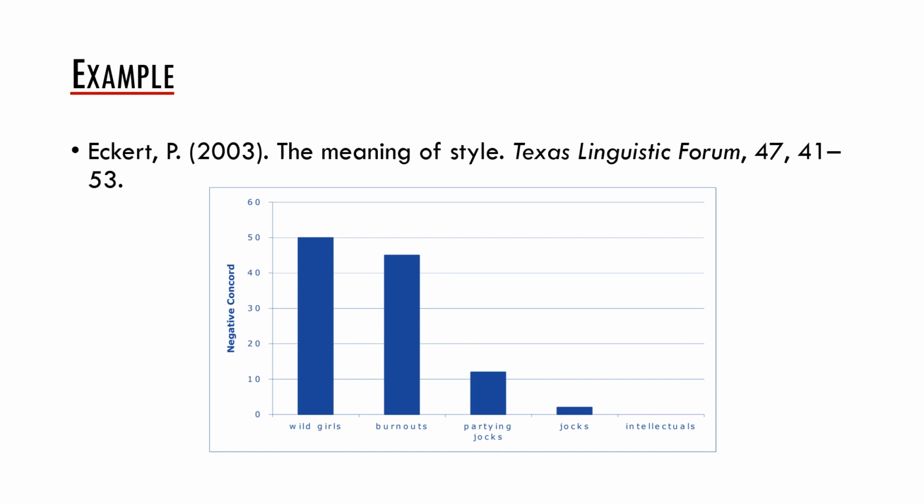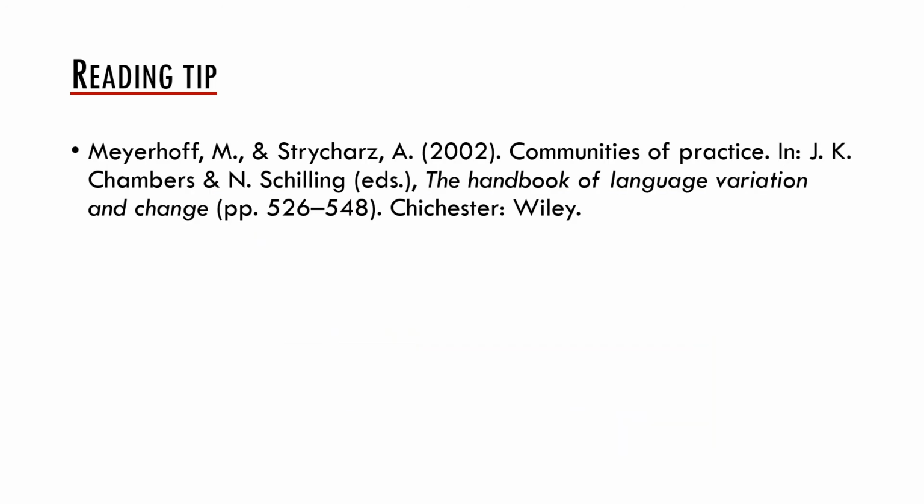This is a nice example how the local categories may help us to identify the patterns of variation in a certain environment. Of course, the question always is, what are the locally relevant variables in the given society, which must be identified prior to doing such research? Before we conclude this presentation, I have one reading tip for you, and this is a review paper by Miriam Meyerhoff and Anna Strycharz, which discusses the community of practice concept from the perspective of variationist sociolinguistics.